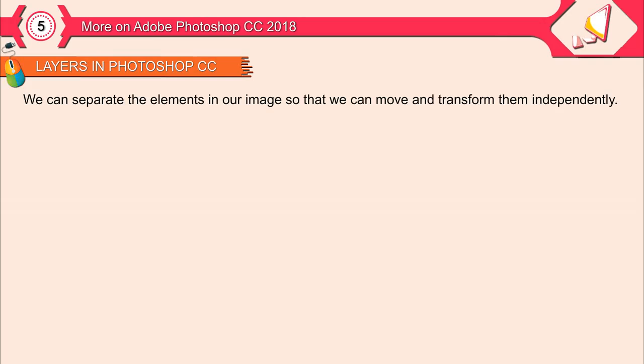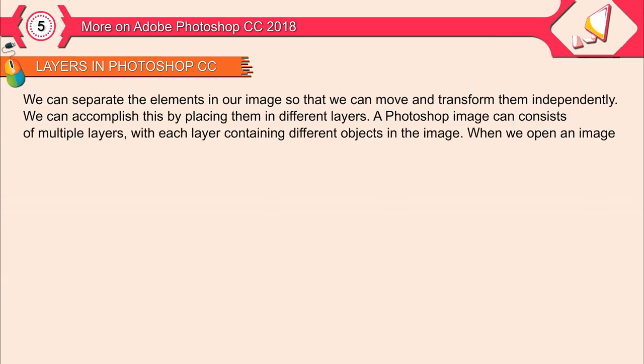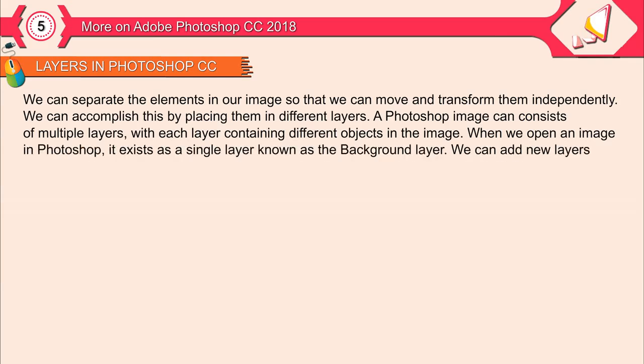Layers in Photoshop CC. We can separate the elements in our image so that we can move and transform them independently. We can accomplish this by placing them in different layers. A Photoshop image can consist of multiple layers, with each layer containing different objects in the image. When we open an image in Photoshop, it exists as a single layer known as the background layer.